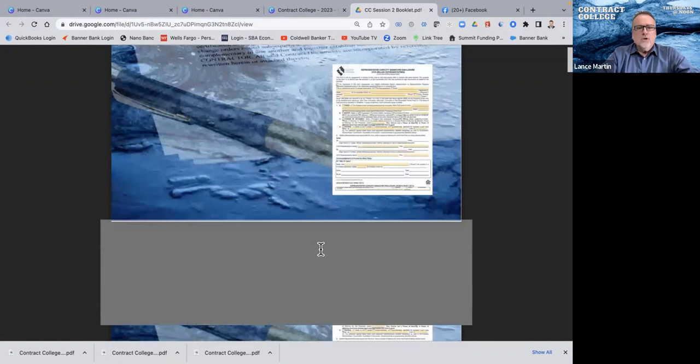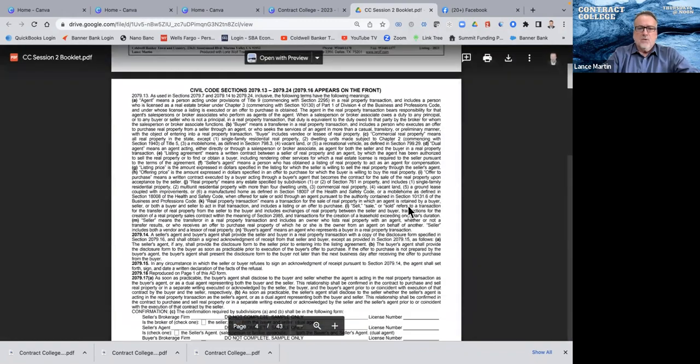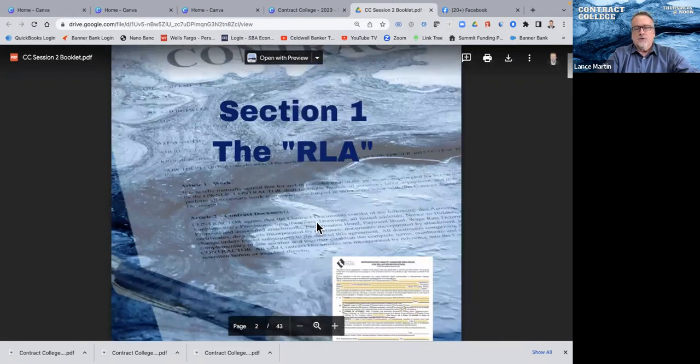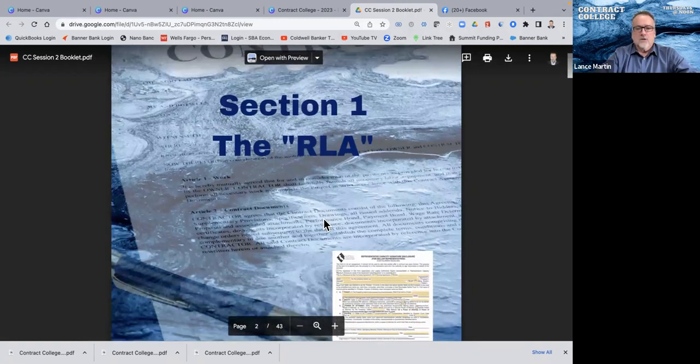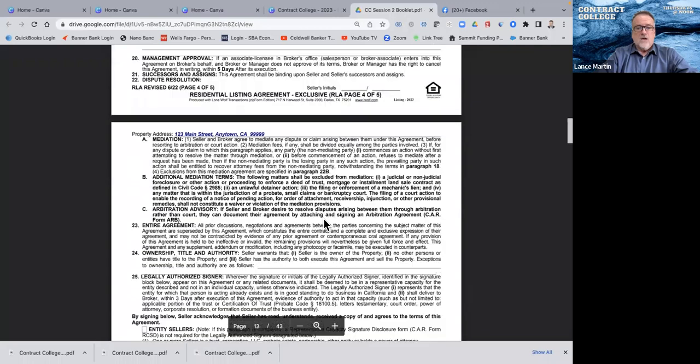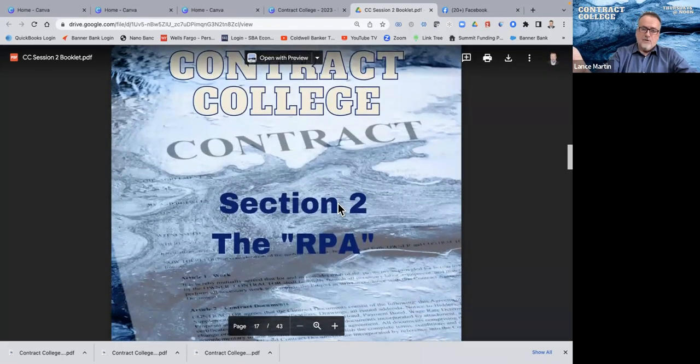So if you go through this, you'll just see that we've added a page break for section 1, the residential listing agreement. That's the first time I've seen this, so hopefully Austin did what I asked him to do, which he normally does. And oops, where's my screen at? And we added a page break for section 2.